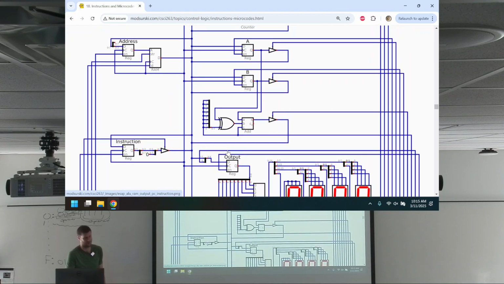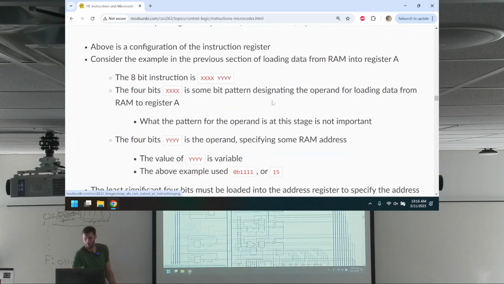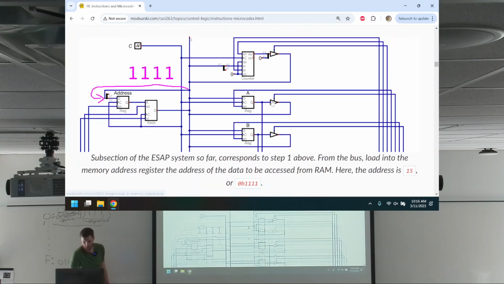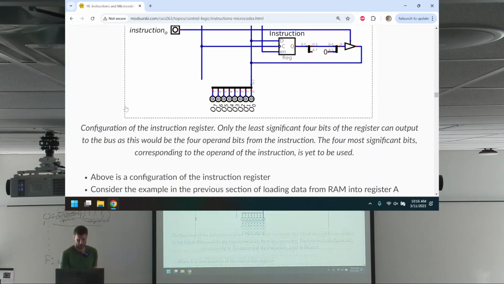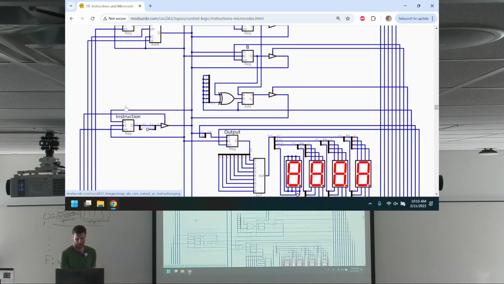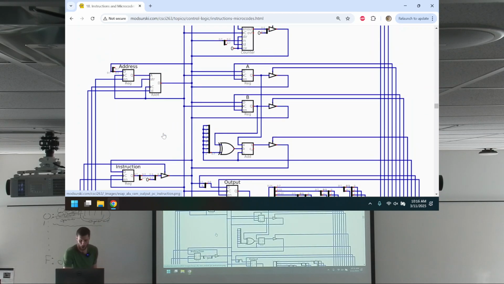So here's now the design. We added the instruction register. If we go back up here, with this example, I said this data 1111 comes from the data bus into here. And where does 1111 come from? Here. So think about the fetch cycle. What would happen?